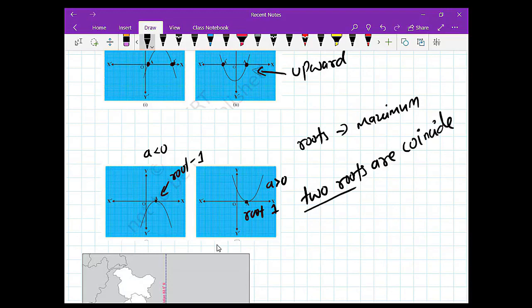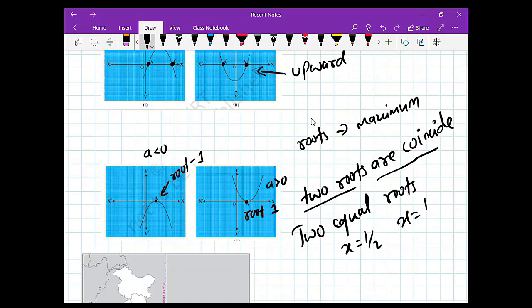Two roots coincide means we get only one point on the x-axis. That is the intersecting point. It means two equal roots. Two equal roots means x equal to 1 by 2 and another one also x equal to 1 by 2. Or if we have x equal to 2, and the other root is also x equal to 2. If we have equal roots, it means two roots are coinciding. We get only one intersecting point here.